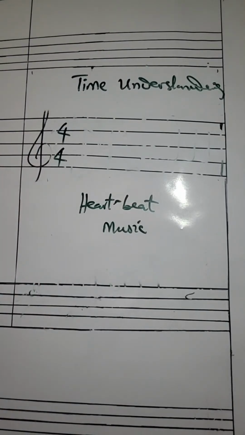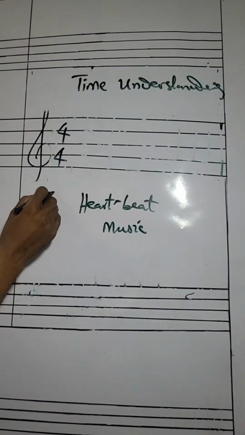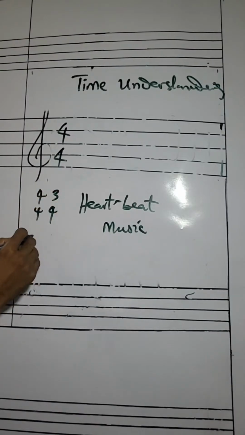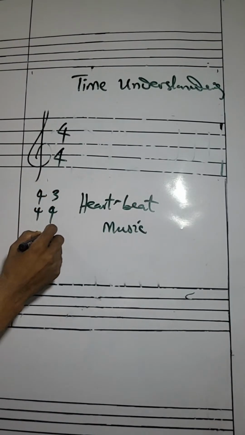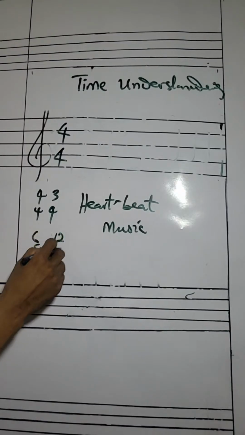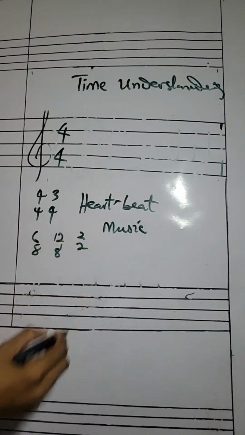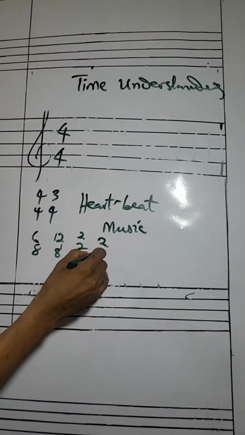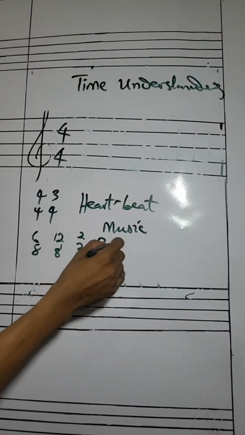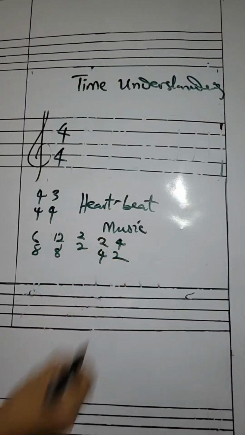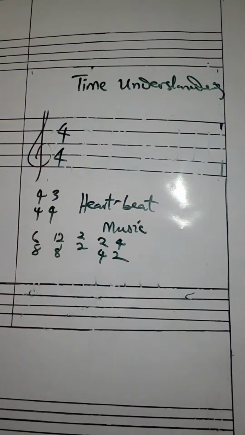4/4. Some of you have seen a piece of music. You see something like this. You see 4/4. You see 3/4. You see 6/8. You see 12/8. You see 2/2. And there are so many of them. 2/4 or 4/2, depending. You see these things on a daily basis. These are called time signatures.